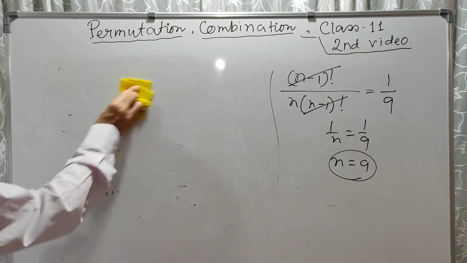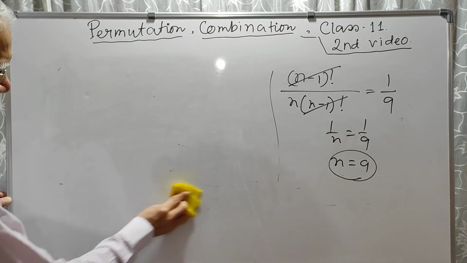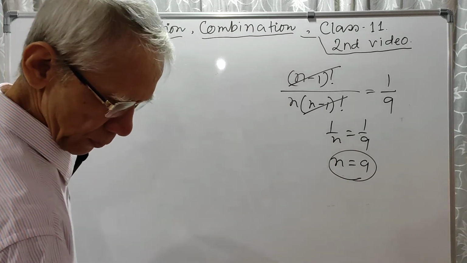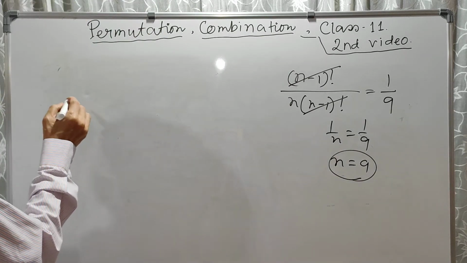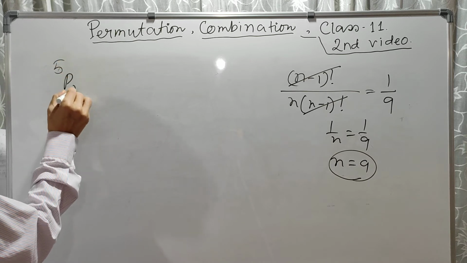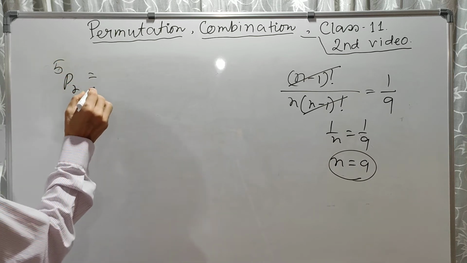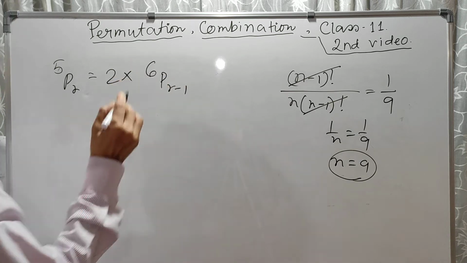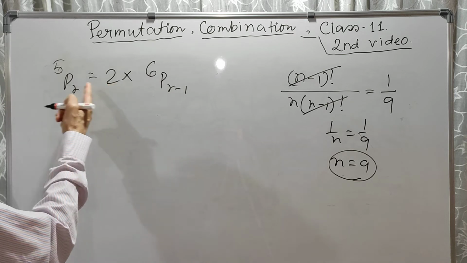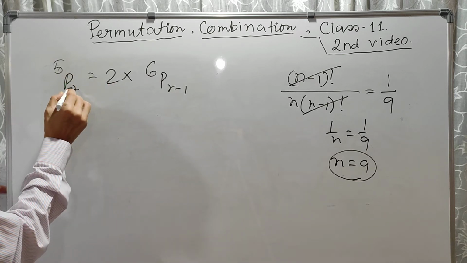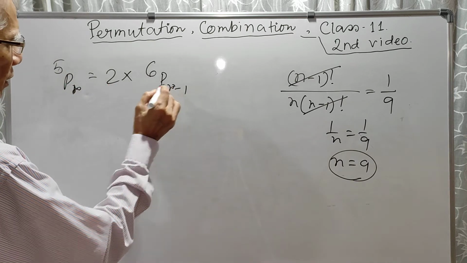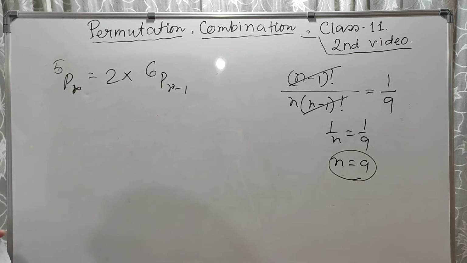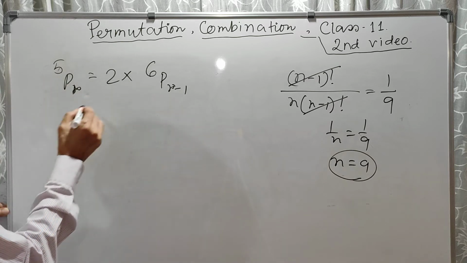So if you know the formula, then try to use the formula correctly. So definitely you will always get the answer. Okay. All right. Next, this one, 5PR equal to 2 into 6PR minus 1. Here the factorial is r. This r is the variable. Here the variable is r. So find the value of r. Okay. Now let us see how to find the value of this r.